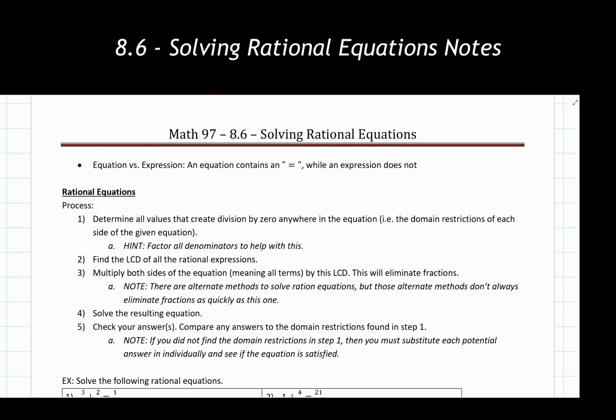Section 8.6 has us working with solving rational equations. The second part of it also has us working with solving equations for a specific variable, but we're going to start with rational equations first. The first thing we're going to talk about is a small, subtle, but very distinct difference between when we're describing something as being an equation versus an expression.